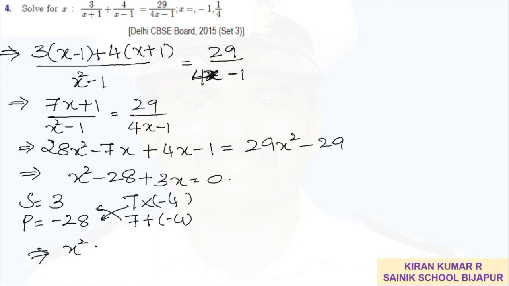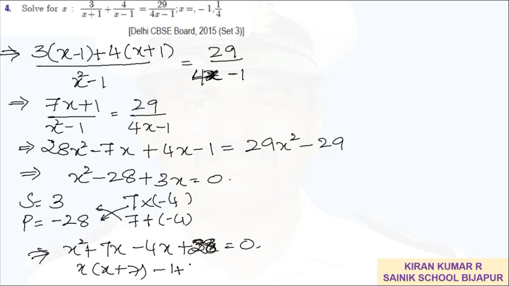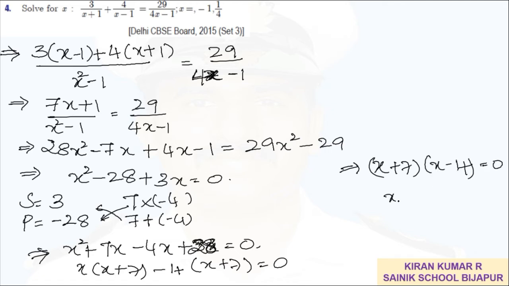Therefore x² + 7x - 4x - 28 = 0. In the first two terms, I'll take x common, x + 7, and minus 4 common from the last two, since 28 is the constant term. So minus 4 common, x + 7 equal to 0. I'll continue here. x + 7 is common into x - 4 equal to 0. x is equal to negative 7 or positive 4. These are the roots.